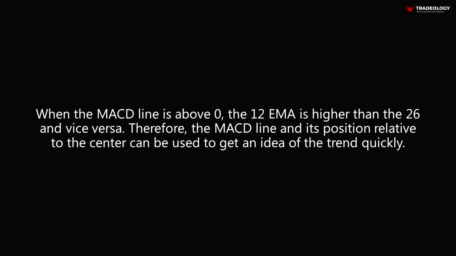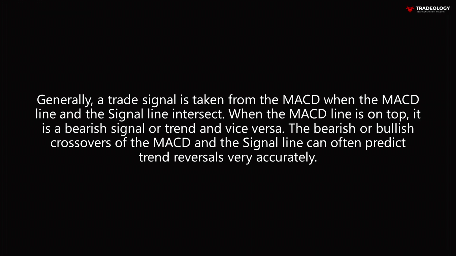The indicator has a mean center line at 0 around which the histogram oscillates. When the MACD line is above 0, the 12 EMA is higher than the 26, and vice versa. Therefore, the MACD line and its position relative to the center can be used to get an idea of the trend quite quickly. Generally, a trade signal is taken from the MACD when the MACD line and the signal line intersect. When the MACD line is on the top, it is a bullish signal or trend, and vice versa. The bullish or bearish crossovers of the MACD and the signal line can often predict trend reversals very accurately.